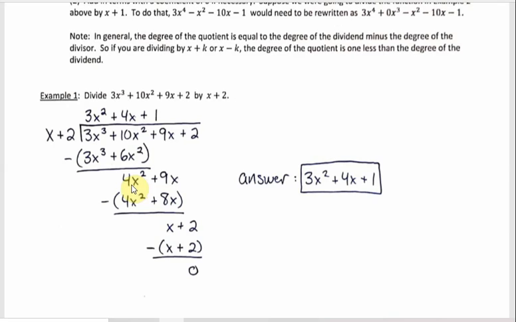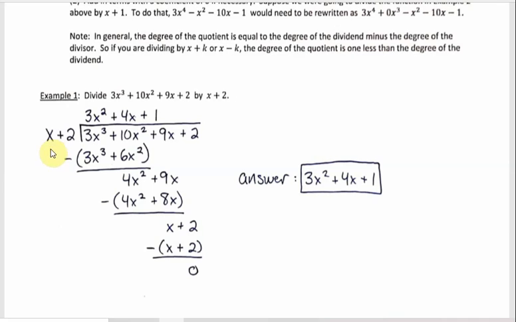Okay, well that's 4x, right? 4x times x will give you 4x squared. So I put the 4x up here, and 4x times x gives you 4x squared, but then 4x times 2 would give you 8x. And then you subtract that line, so 4x squared minus 4x squared, that's 0x squared. And then 9x minus 8x is just 1x, or x. Then you bring down the 2, so x plus 2.